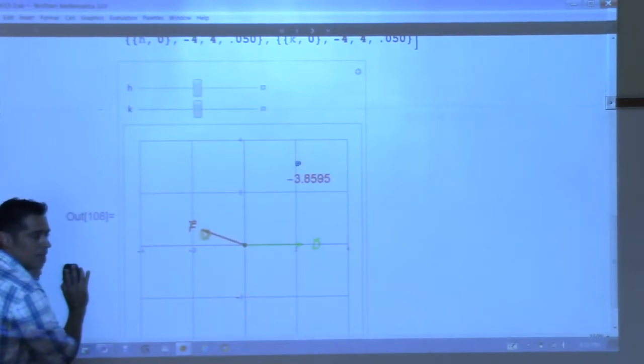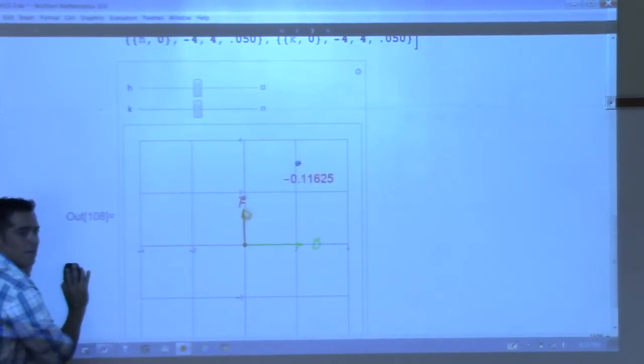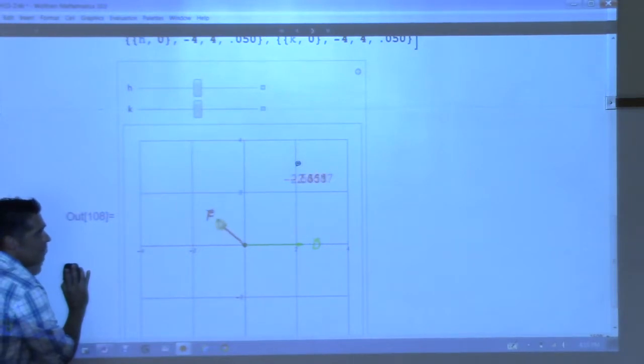If I make my force and my displacement go in the same direction, I still get positive work, right? What happens when my force goes in the opposite direction as the displacement? We're going to get negative work, all right? Because with the dot product, if the angle between them is greater than 90, we have a negative number. And what if they're orthogonal? You get 0, right? You should get no work if your force is orthogonal to your displacement vector.